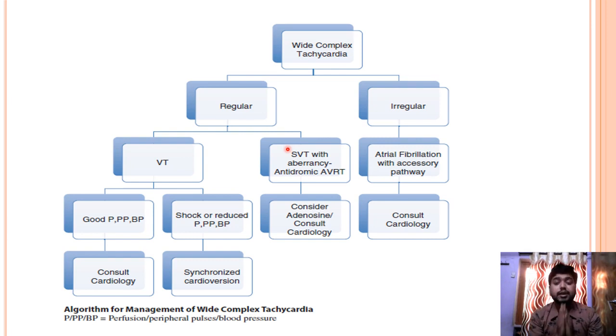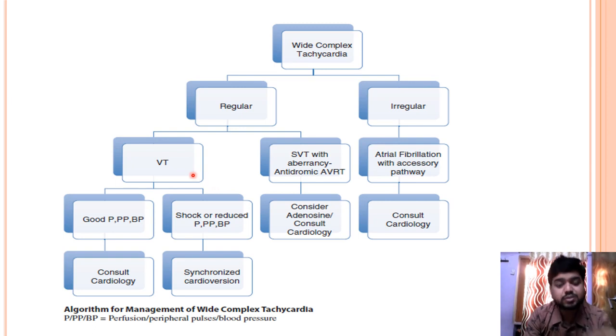Narrow complex tachycardia happens only when it is conducting normally, when the AV node and everything is normal. But once the conduction becomes aberrant, it becomes wide complex tachycardia. So here adenosine is the drug of choice, because the problem is predominantly supraventricular. Your drug of choice remains adenosine.